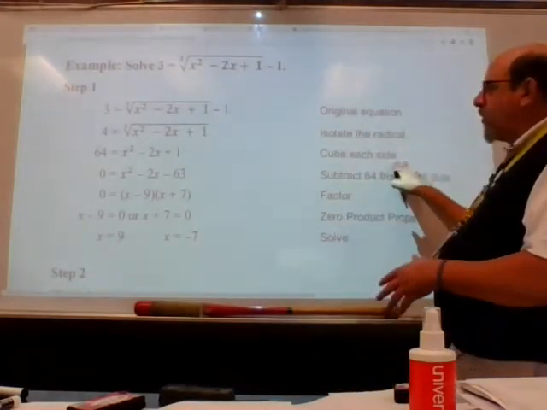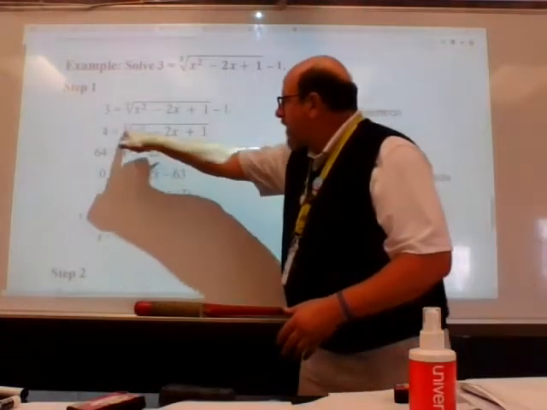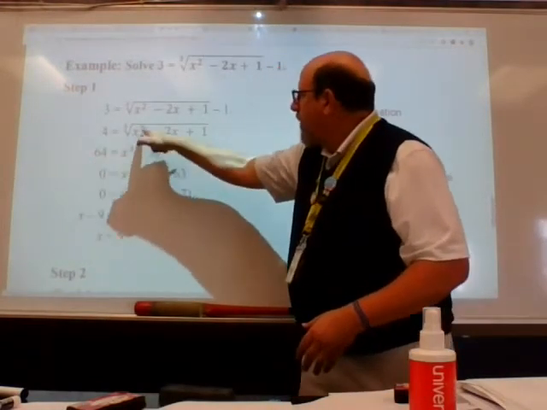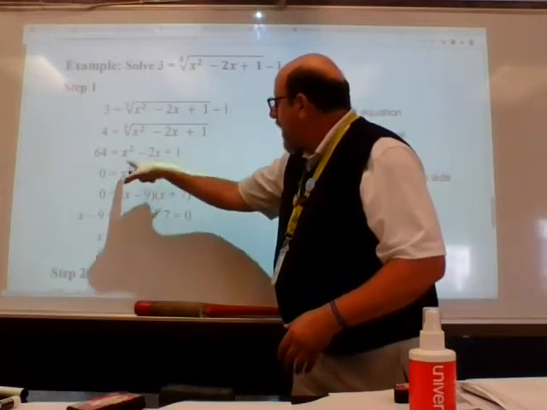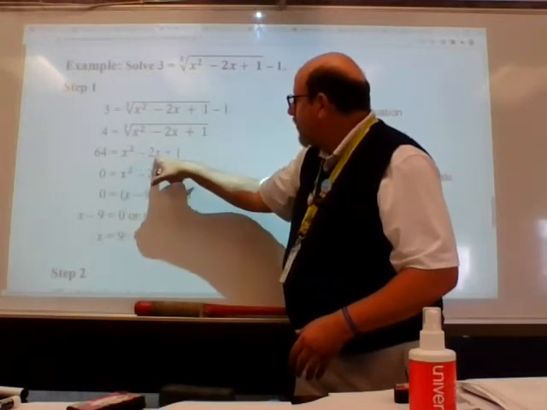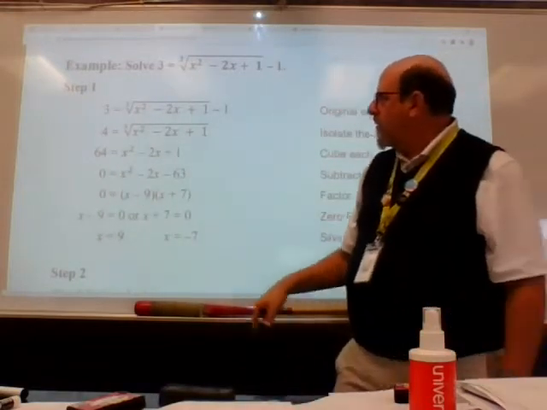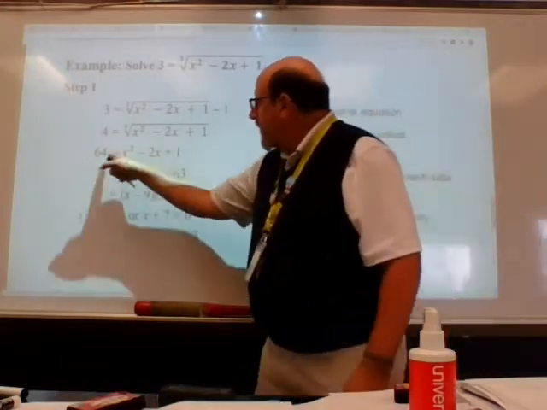They cube both sides. Why? Because that gets rid of the cube root. 4 cubed is 64. Take care of the radical here. We have x squared minus 2x plus 1. Super factorable. We love it, right? But we're going to mess everything up.